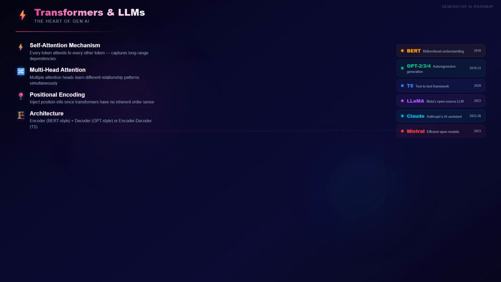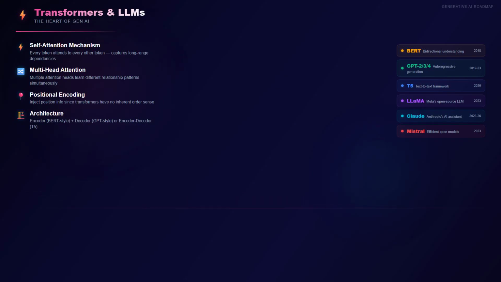Multi-head attention runs multiple attention computations in parallel, each learning different types of relationships. One head might learn syntax, another semantics, another coreference. Positional encoding injects position information since transformers process all tokens in parallel with no inherent sense of order. Without it, the model couldn't distinguish between "the dog bit the man" and "the man bit the dog."